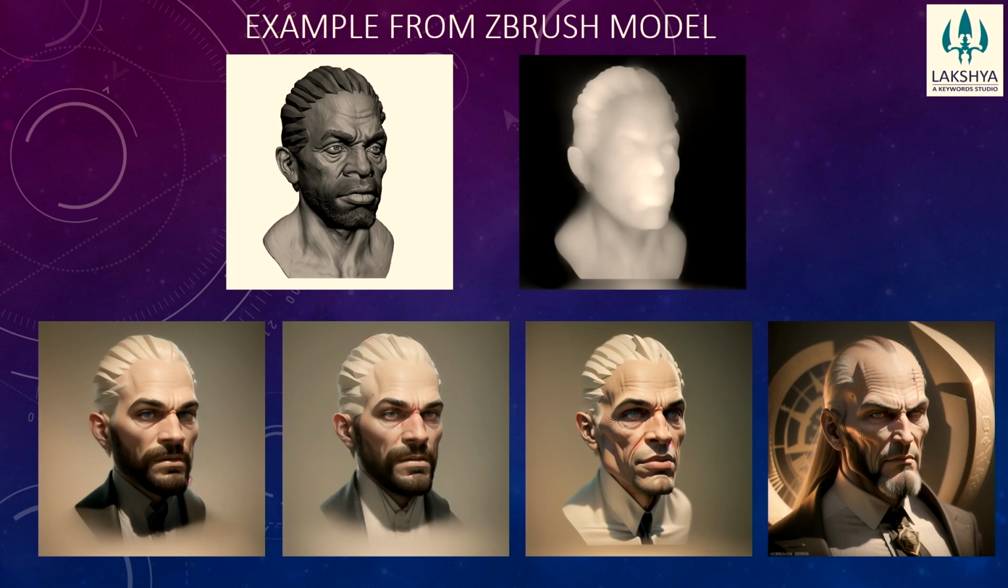Stable Diffusion ControlNet has an option to generate Z depth from this character, and using that Z depth, it creates multiple variations of this character. And once you get multiple variations, you get more ideas about how you can proceed with this character further.